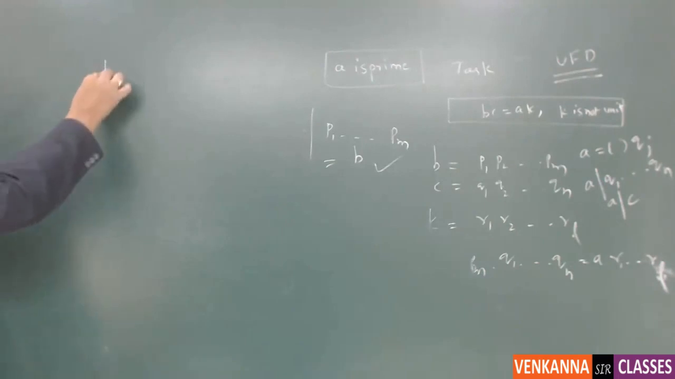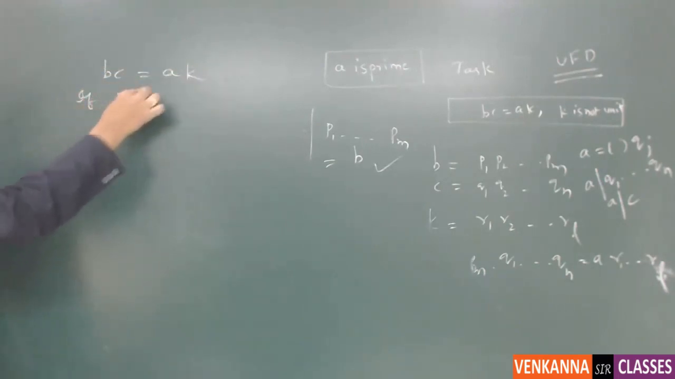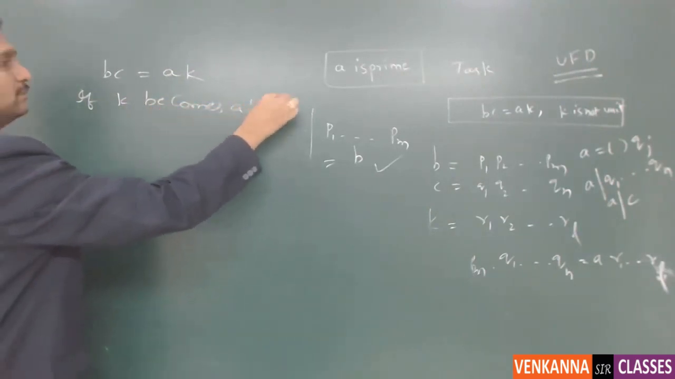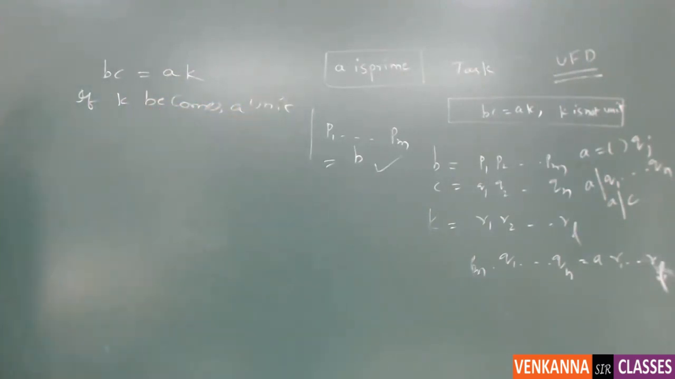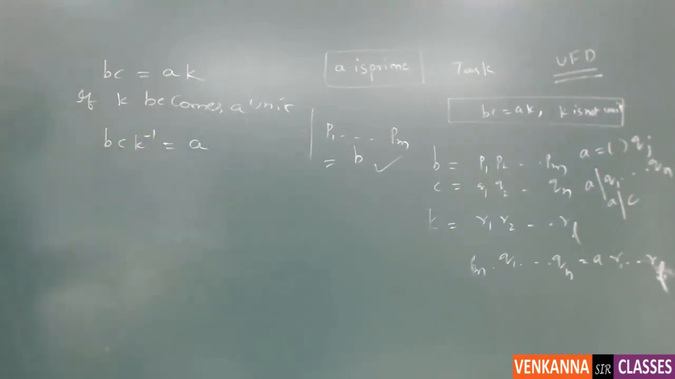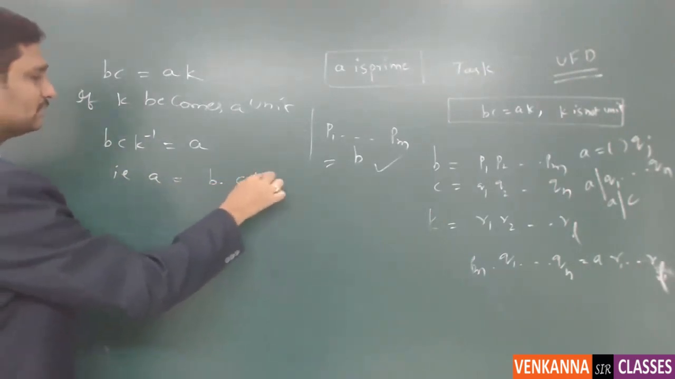So, we have the condition BC is equal to AK. If K becomes a unit, what happens? What is meant by K becomes a unit? K will possess the inverse. So this thing, you multiply both sides with K inverse. We have BC K inverse is equal to A. So in other words, A is equal to B into CK inverse.